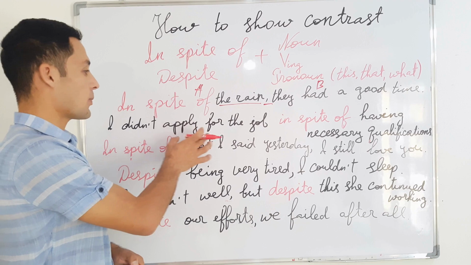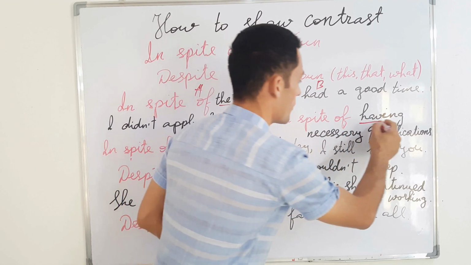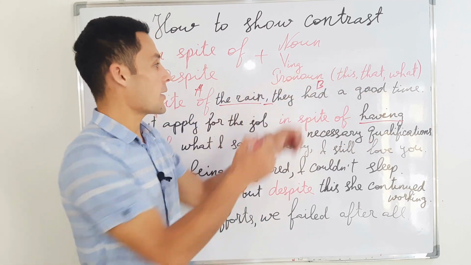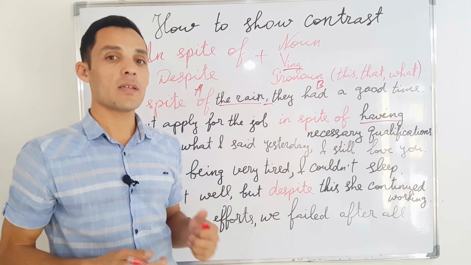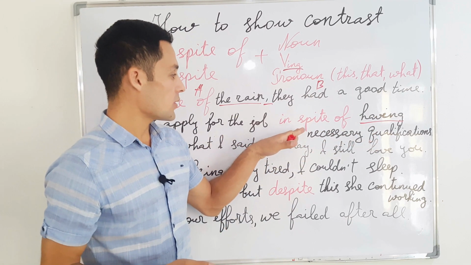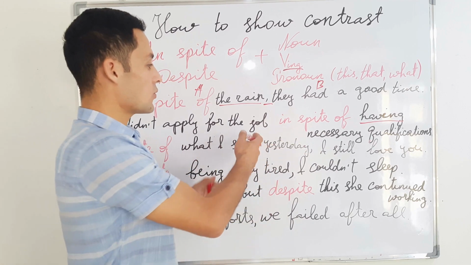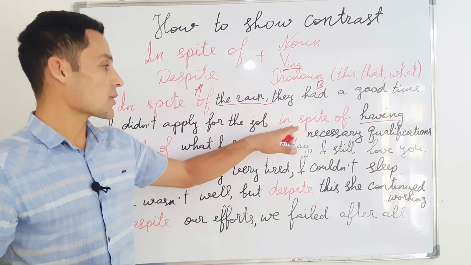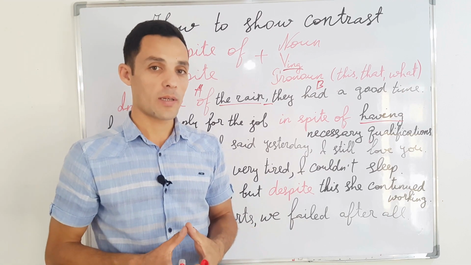And next, "I didn't apply for the job in spite of having necessary qualifications." We have having, it's a verb-ing, and we use this verb as a noun. So you see, with in spite of in the middle position, we do not have any commas. So the rule is, if in spite of is in the middle position, we do not use any comma.